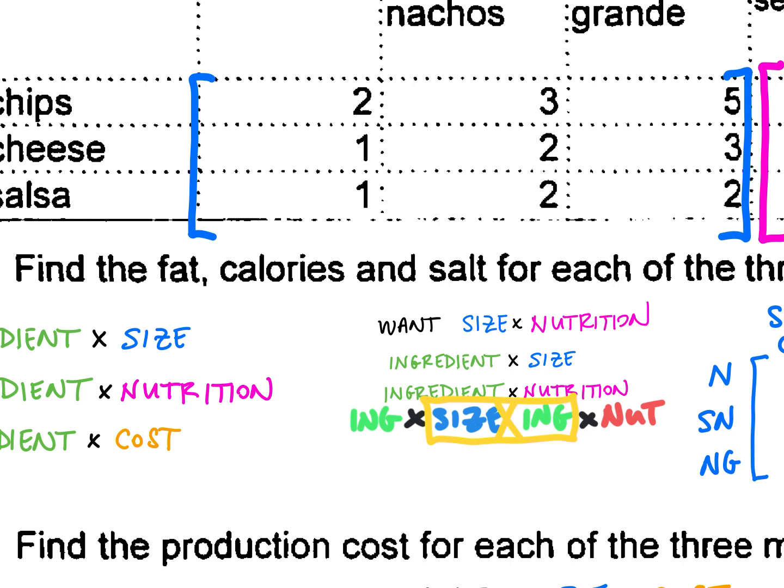So what we need to do is manipulate one of them. And what I'm going to do is manipulate this one. I'm going to switch the rows and columns up. So I'm going to rewrite that one as the size by the ingredients. Okay. And now we can multiply that by the ingredients by the nutrition. So now these guys match, and matrix multiplication is going to work. So let's go ahead and see what that looks like.